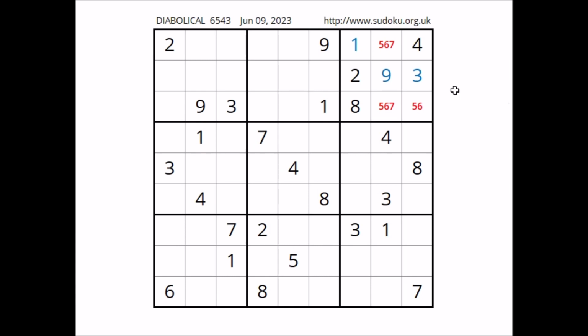Okay, what else? Let's see, look. Where can be number 2? In this sector, we have 2 in the first row, 2 in the second row, we have 2 places for number 2. 2 cannot be here, 2 in this column, number 2 in this place.